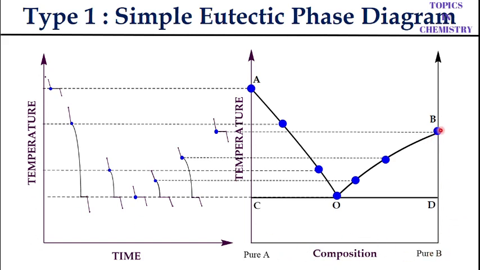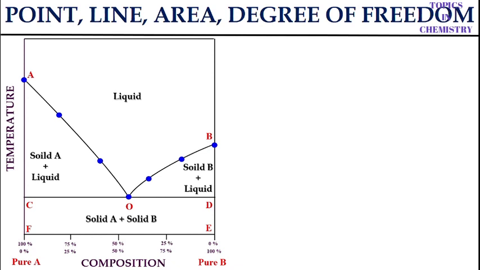So first this is the freezing point of pure B. When you add A and B, the freezing point decreases, and this is the new composition. Again you add A and B, again the freezing point depression occurs, and this is the next composition. So now you have to join this line. These two lines meet here. This point is called O, the eutectic point.